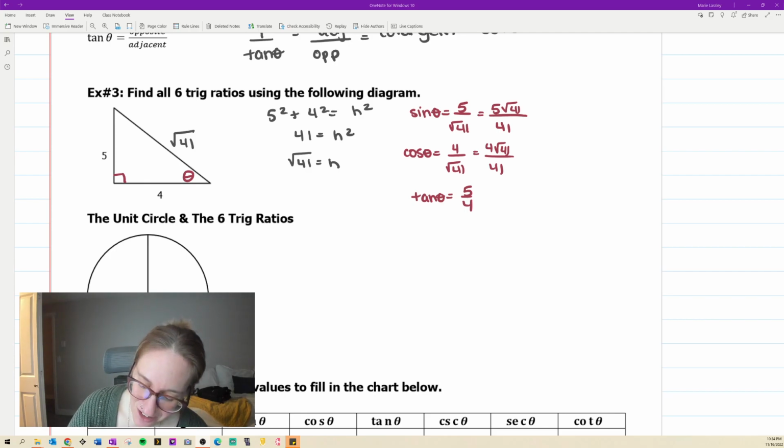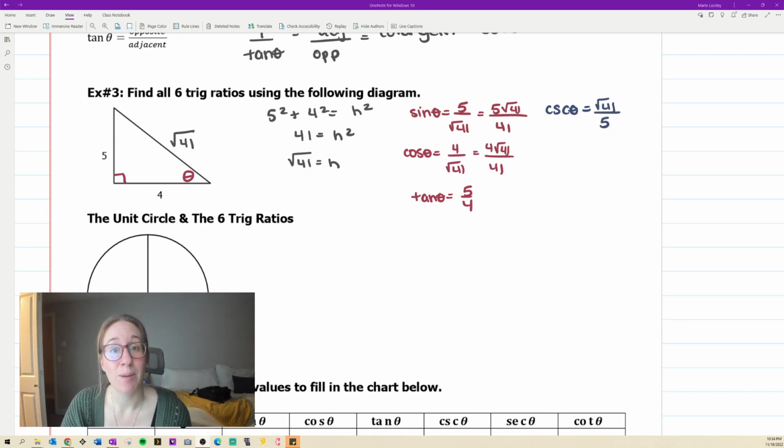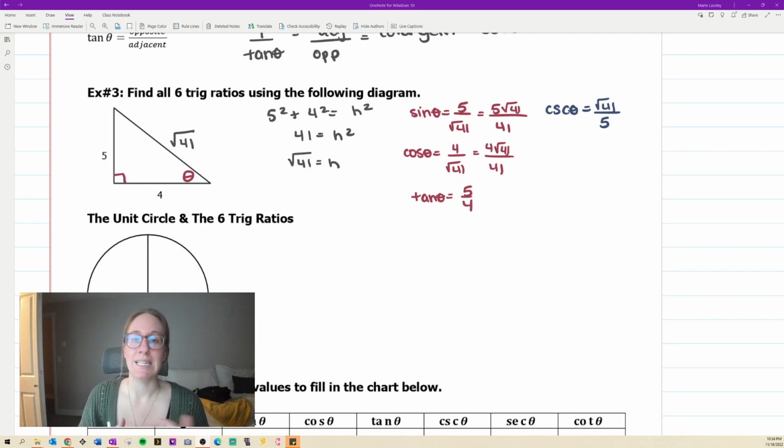Okay, so now we're going to do the reciprocal functions. Cosecant is going to be hypotenuse, root 41, over opposite, which is 5. What's nice about this is that we don't have to rationalize because the square root is already in the numerator, and that's one of the benefits of having these reciprocal functions. Sometimes it can get really nasty if you have a gross hypotenuse, and it's prettier to put the square root on the top without having to rationalize. You can just use a reciprocal function instead of the basic trig function. It gives you some more choice when you are doing your calculations and solving.